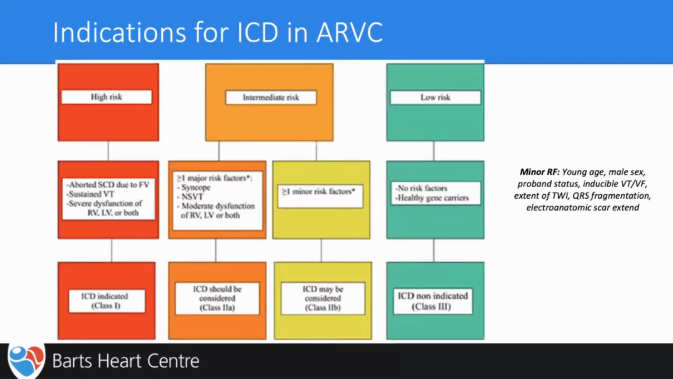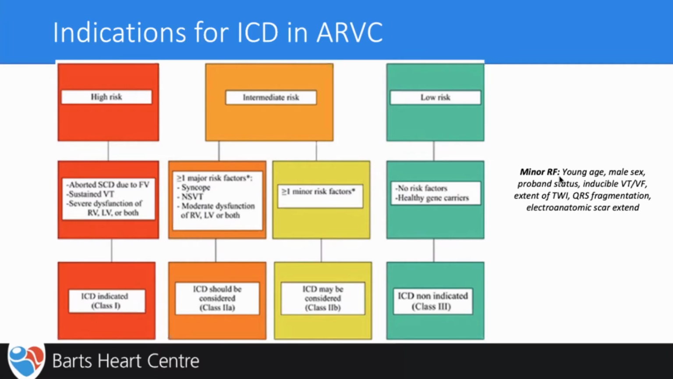And obviously, one of the most important points is the indications for a defibrillator in arrhythmogenic cardiomyopathy. They have now developed some algorithms for that. Generally, people that are at higher risk will have an ICD, and this is a class 1 indication. Quite a few people with intermediate risk may be considered for an ICD, provided that they have some of the major risk factors, as we discussed just now, or some of the minor risk factors.